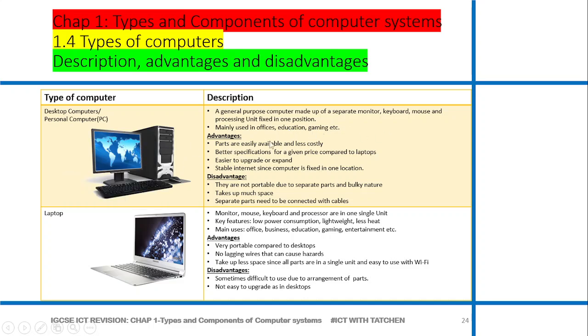Now, what are some advantages of desktop? It's easy to find spare parts of desktops. They sell keyboards almost everywhere. You can have better specifications for your keyboard. So, better specification at a given price compared to a laptop. So I can get a better desktop for the same price I'll get a laptop. So my desktop will be better than this laptop in terms of performance.